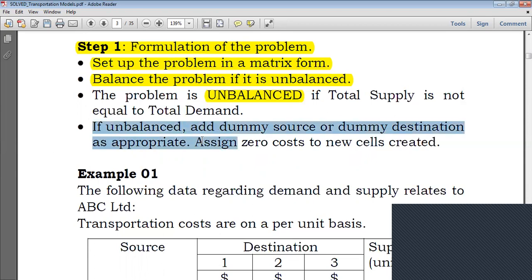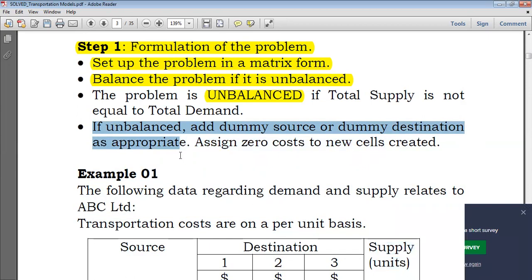So we say, if unbalanced, add a dummy source or dummy destination. It depends on which is not sufficient. So I just add a dummy source or dummy column, destination I mean, and assign 0 cost to the new cells created.